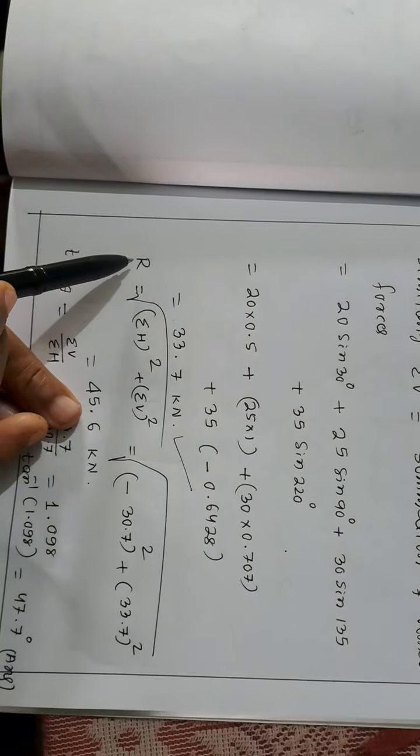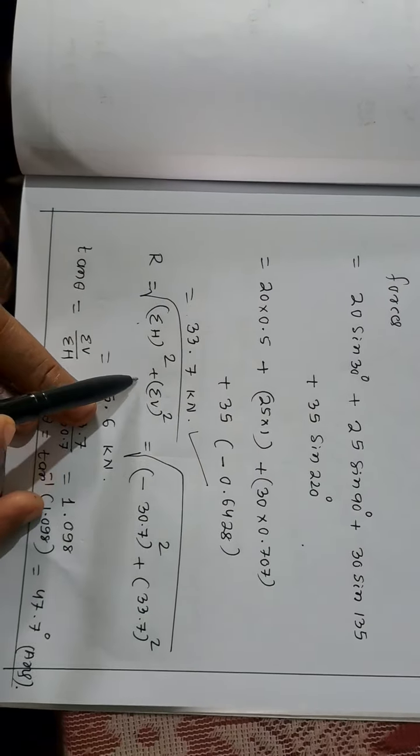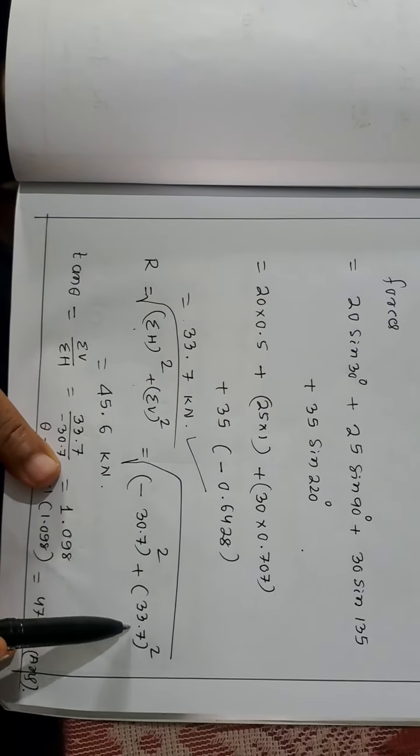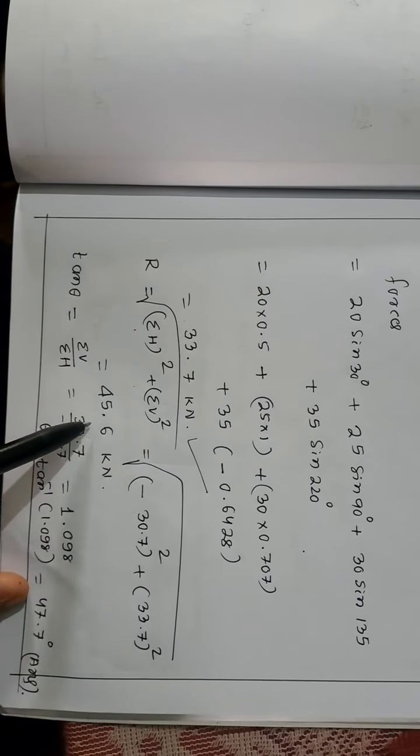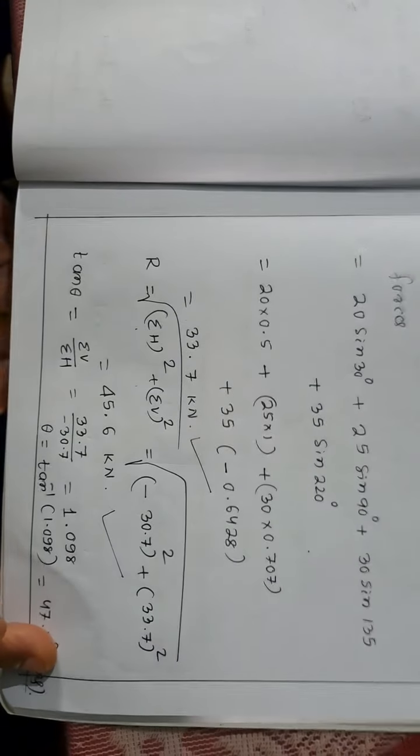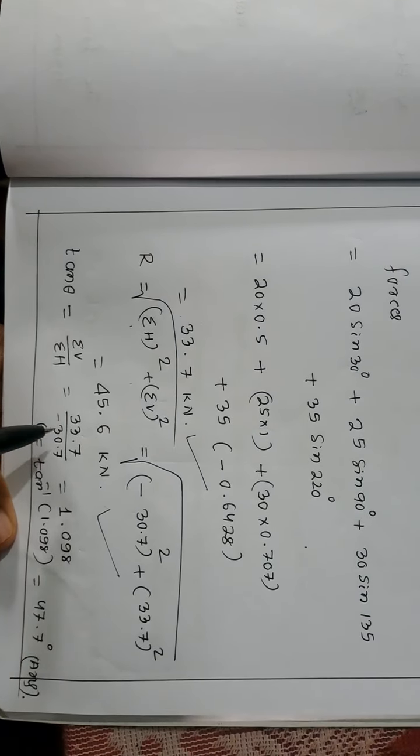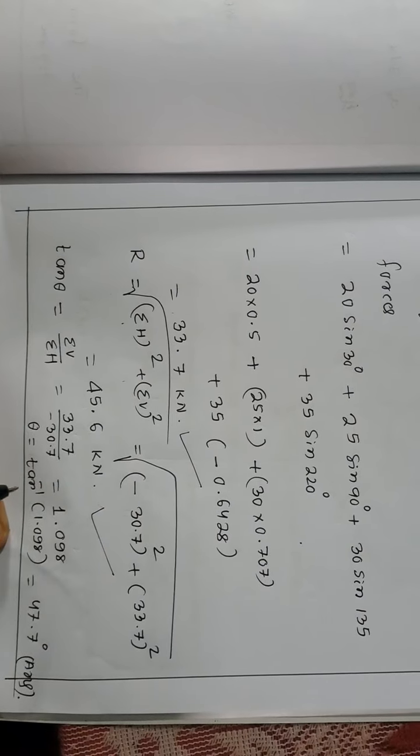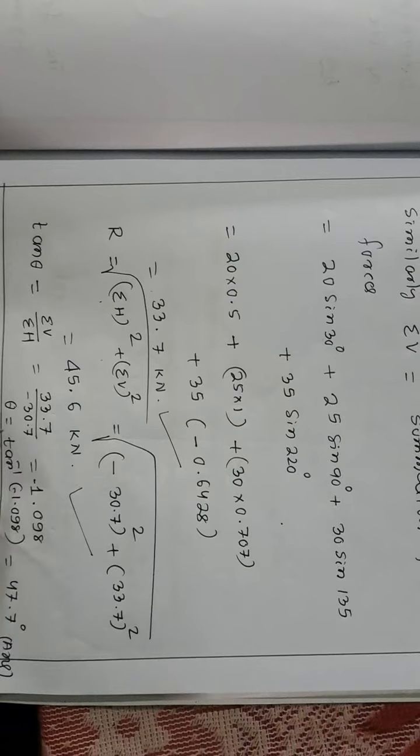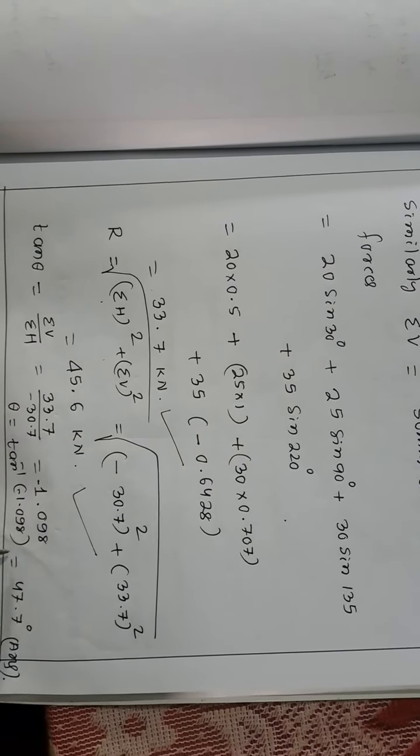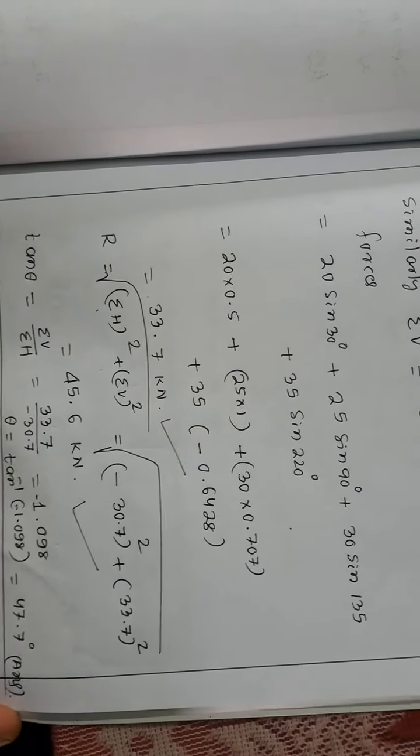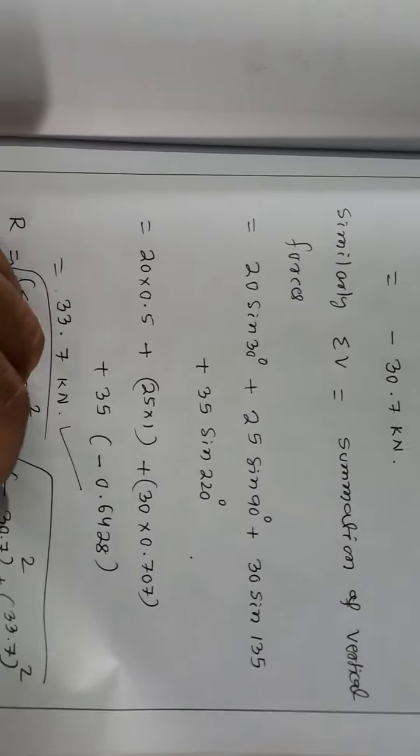You know that resultant force R is equal to square root of delta A square plus delta B square, which is minus 30.7 square plus 33.7 square, equal to 45.6 kilonewton. Then tan theta is equal to delta B by delta A, 33.7 by minus 30.7, equal to minus 1.098. Theta is equal to tan inverse of minus 1.098, equal to 47.7 degree, which is the required angle. This is the most important question.